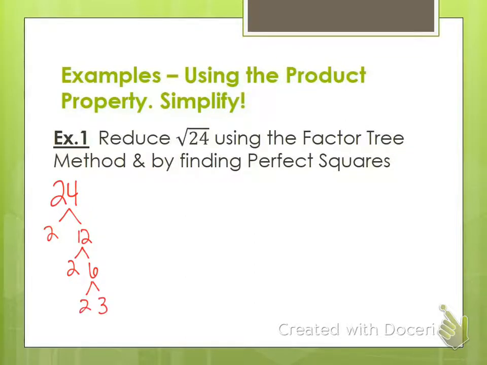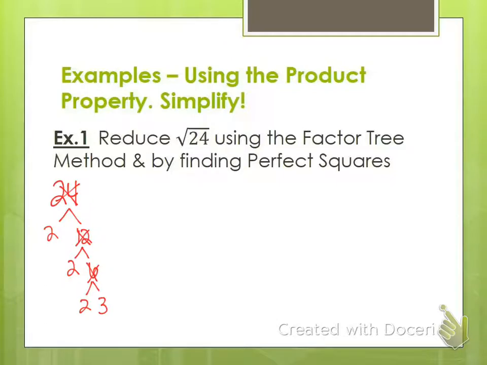Does anybody know what we're looking for after we make our factor tree? Okay, pairs of the same number. Do they need to be right next to each other? No, they just need to both exist. Are we ever going to use a number that we broke down, like 12 or 6? No. So if you need to cross off numbers as you break them down so that you don't think about using them again, do that.